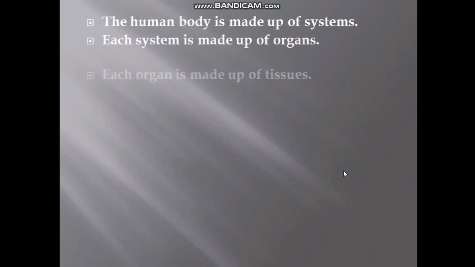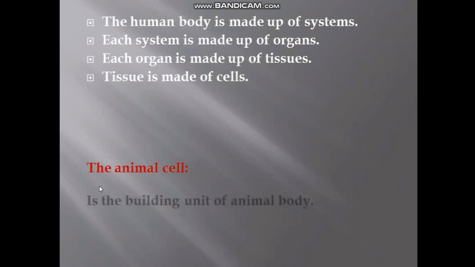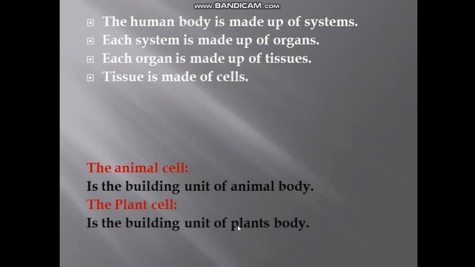Okay, let's talk about the cell. As we said, the human body is made up of systems. Each system is made up of organs. Each organ is made up of tissues, and tissue is made of cells. We have two types of cells that we are going to talk about in this lesson. The animal cell, which is the building unit of the animal body, and the plant cell, which is the building unit of the plant's body.